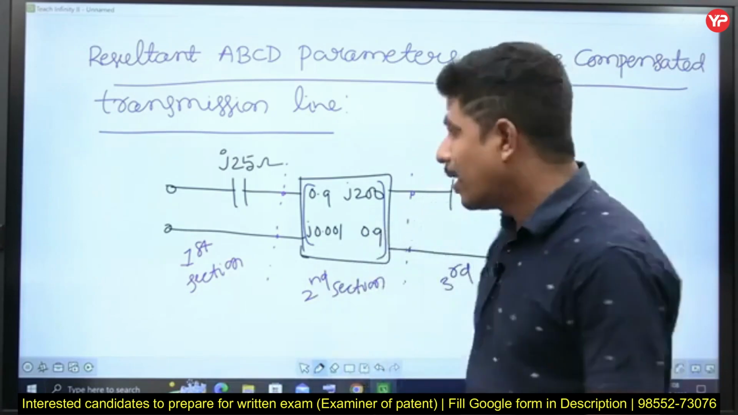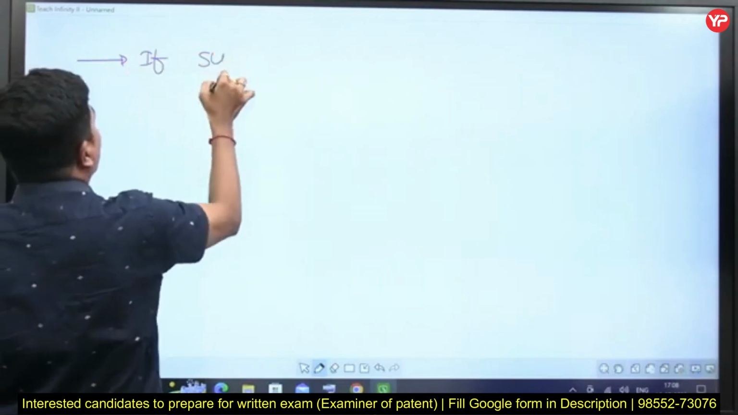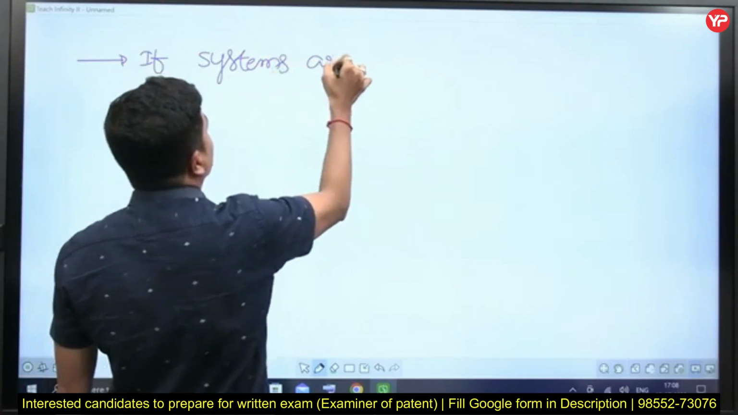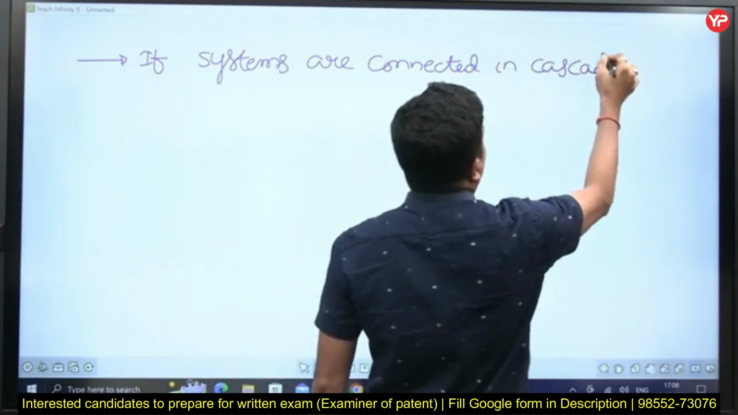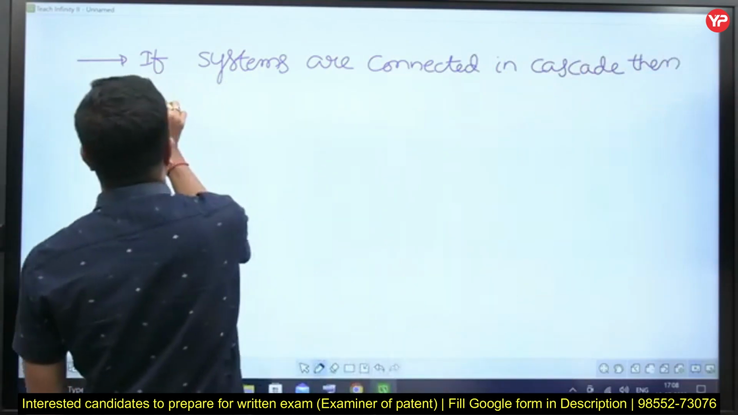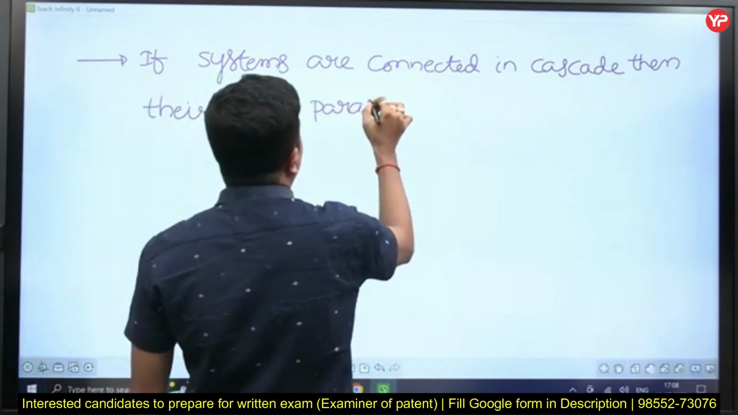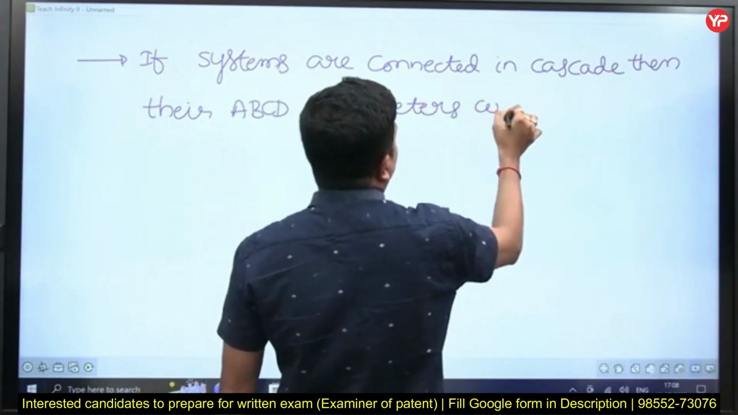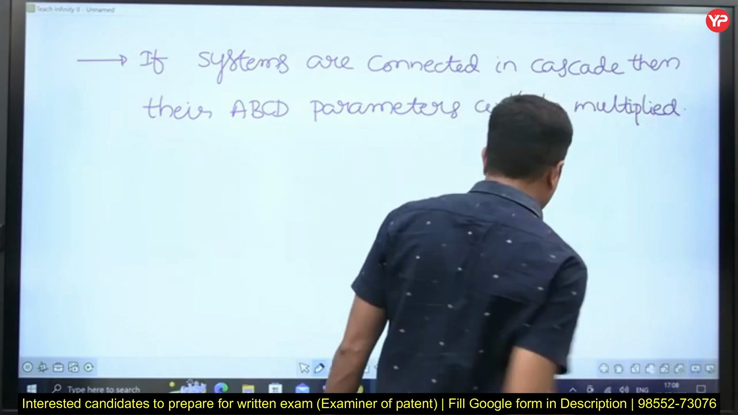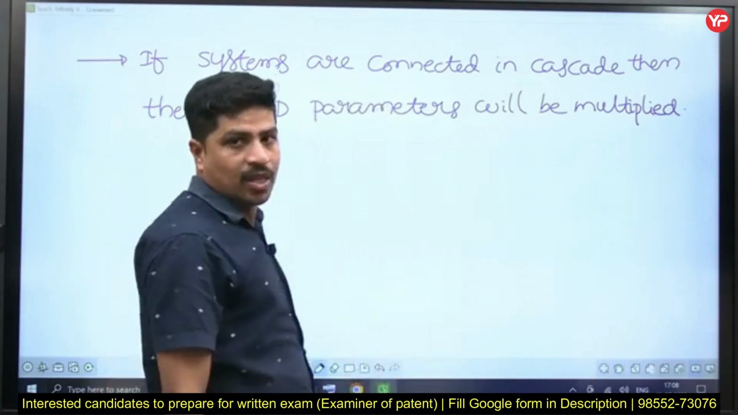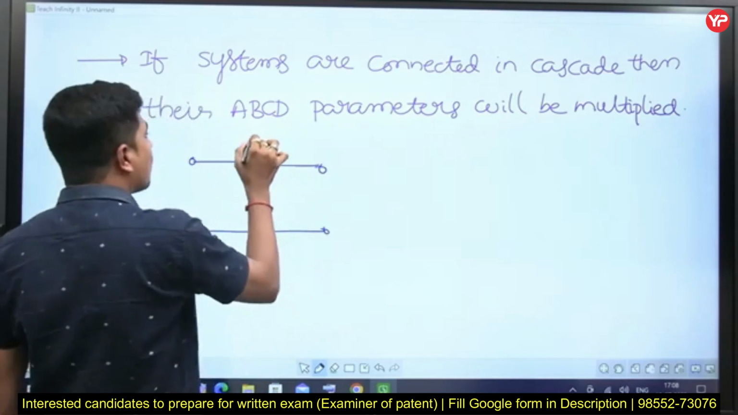Three sections we have. Now a note point again here. If systems are connected in cascade, then their ABCD parameters will be multiplied. Now we have the first section. This is the first section. The first section is having a compensating capacitor. What are the ABCD parameters of this one?